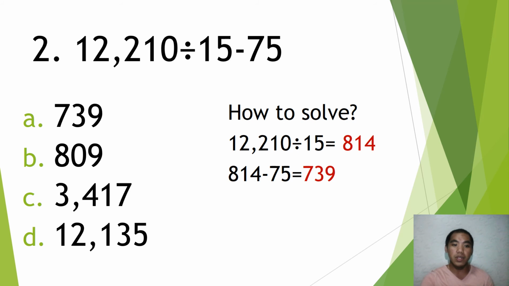So in our choices, 739 is on letter A. Therefore, the answer in this number is letter A. Okay, so again, solve first for multiplication and then do the division and then proceed to addition, and the last one you are now going to subtract because that's the rule.